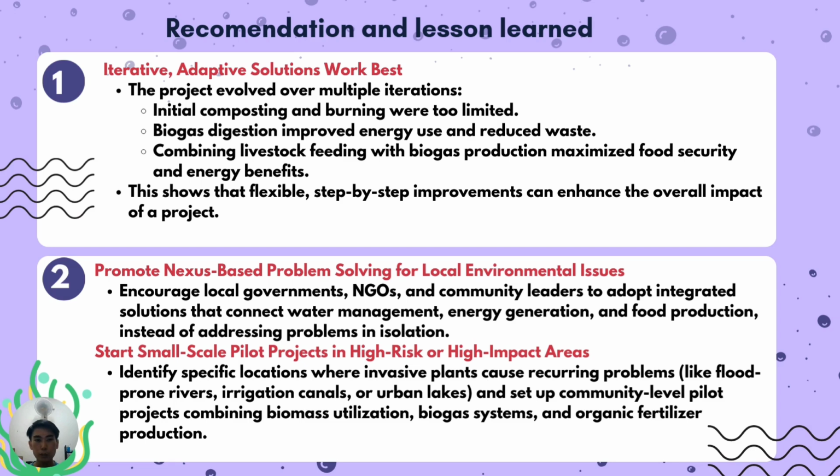Number three, start small-scale pilot projects in high-risk or high-impact areas. Identify specific locations where invasive plants cause recurring problems like flood-prone rivers, irrigation canals, or urban lakes, and set up community-level pilot projects combining biomass utilization, biogas systems, and organic fertilizer production.